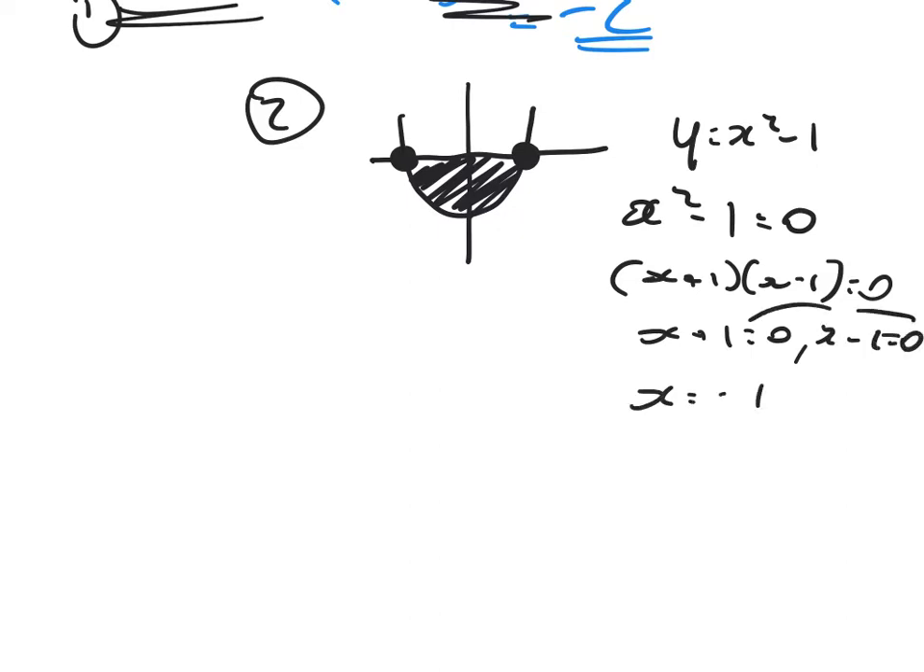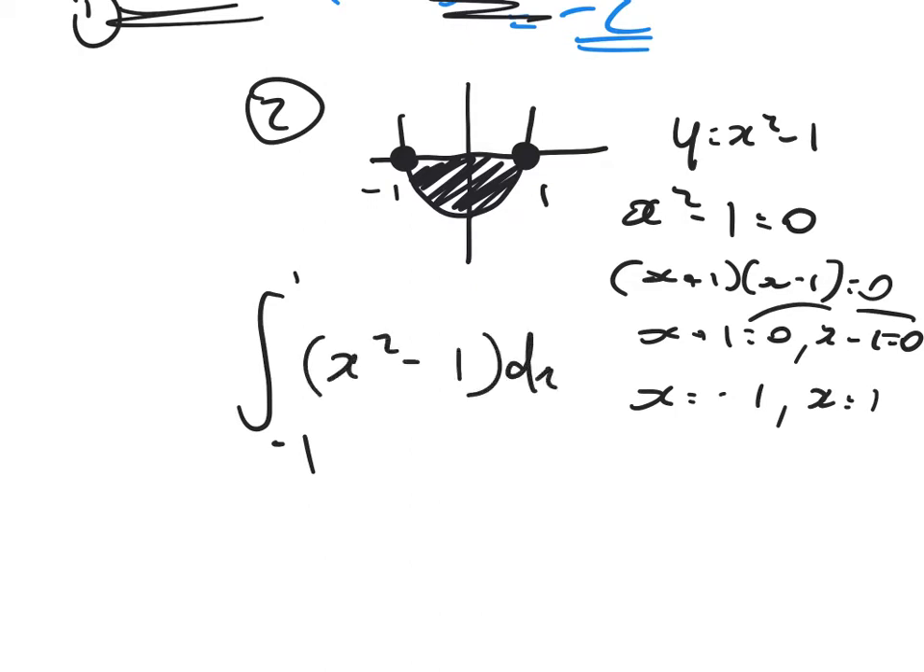X equals minus 1 and x equals 1. So my limits then are minus 1 and 1. Okay, so I can now integrate. The upper limit being the greater value, which is 1, the lower limit being the lesser value, which is minus 1, and I'm integrating x squared minus 1.